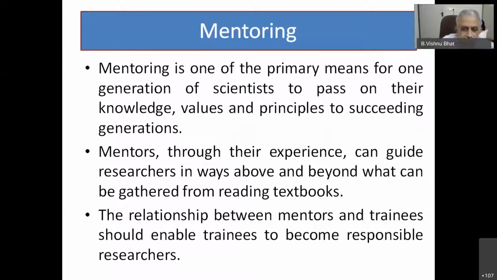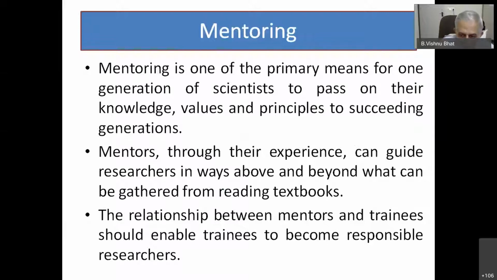Now, another issue is mentoring. Mentoring is very important, especially for the initial research worker, like students or a faculty member in early career. So, mentoring is one of the primary means for one generation of scientists to pass on their knowledge, values, and principles to the succeeding generation. So, you transfer your knowledge, skill, and principles to the next generation. It should be in the right direction, of course. The mentors, through their experience, will guide the researchers in a way above and beyond what they can gather from textbooks or journals. They will give extra information.